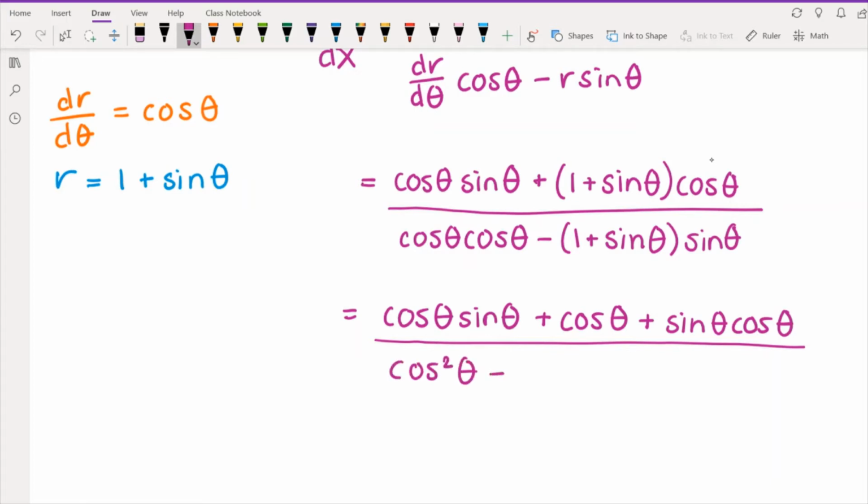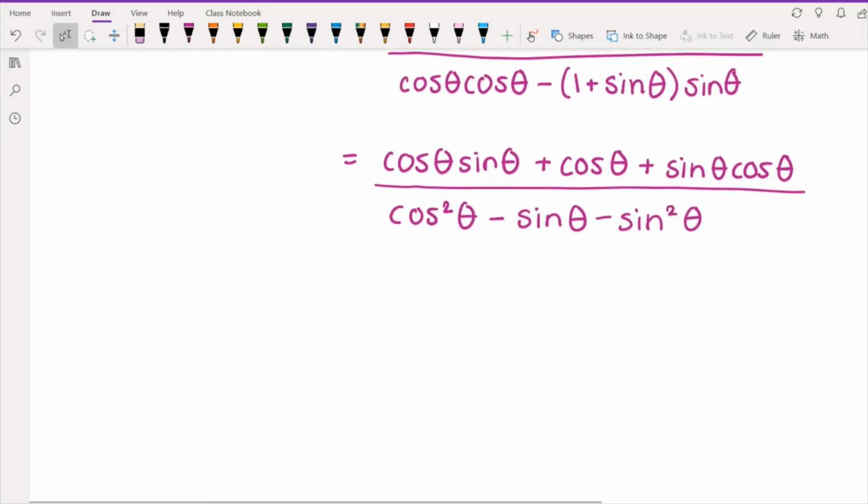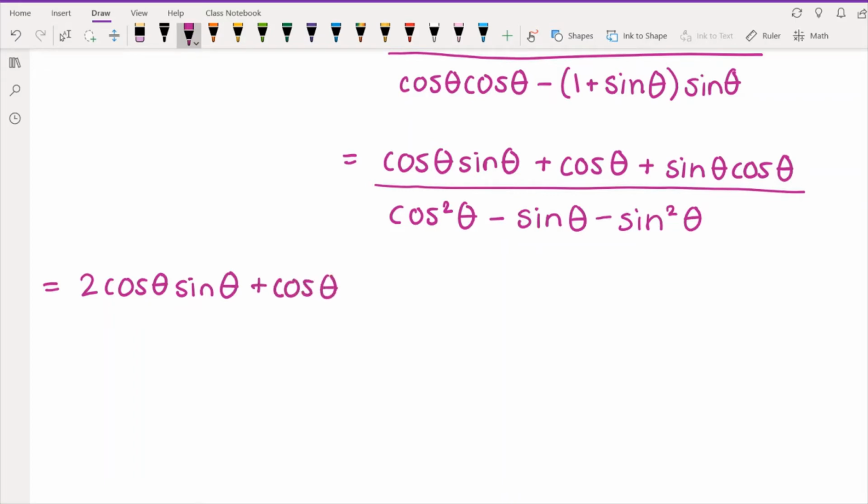And then here when we distribute, we get minus sine of theta. And then we get minus sine squared of theta. So there's actually some pretty nice simplification we can do. In the numerator, we have 2 times cosine of theta times sine of theta plus cosine of theta. And then in the denominator, we have cosine squared of theta minus sine squared of theta minus sine of theta.